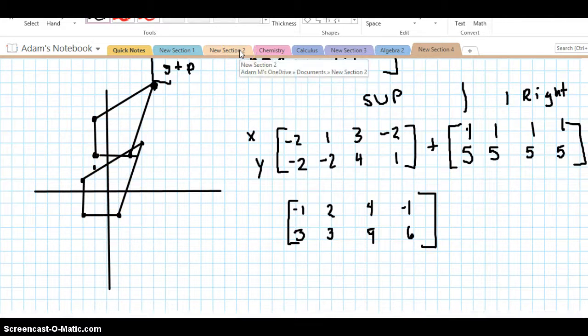So that concludes our lesson on the introduction of matrices and just some examples of how they're used. We talked about multiplying a number by them, and we also talked about adding them together.